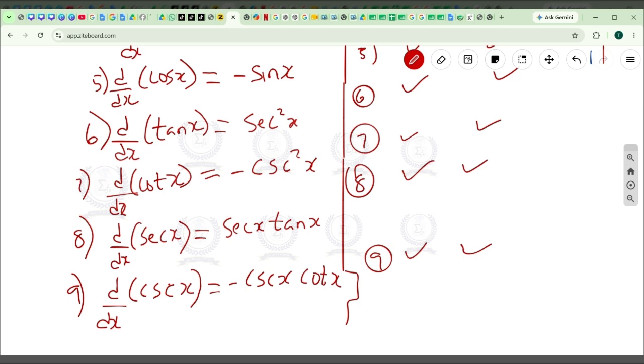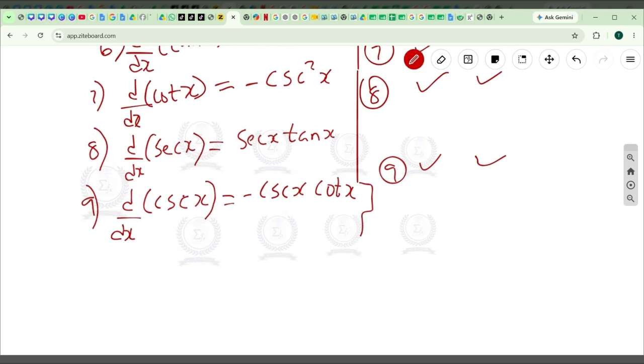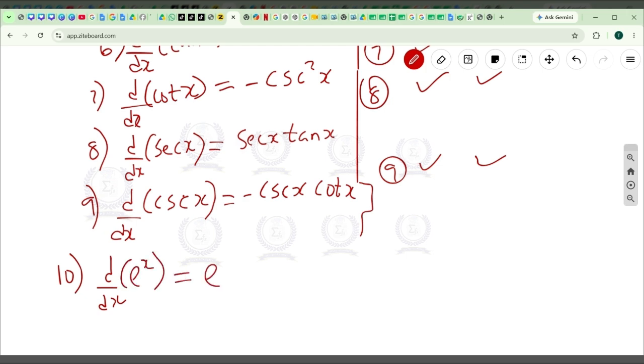Okay, so number 10, if you want to differentiate an exponent e to the power of x, it is equal to e to the power of x. This is an exponential function.